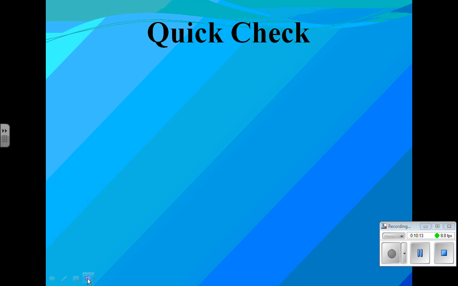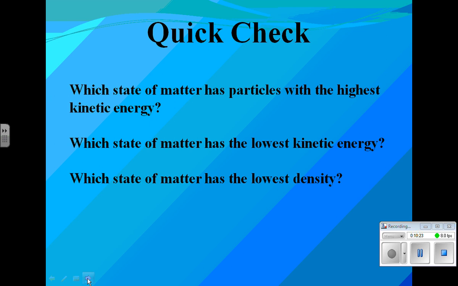So for this quick check, you have these questions in your notes, and I want to give you maybe about 30 seconds or so to figure out the answer to each one of these. Which state of matter has particles with the highest kinetic energy, which state of matter has the lowest kinetic energy, and which state of matter has the lowest density?